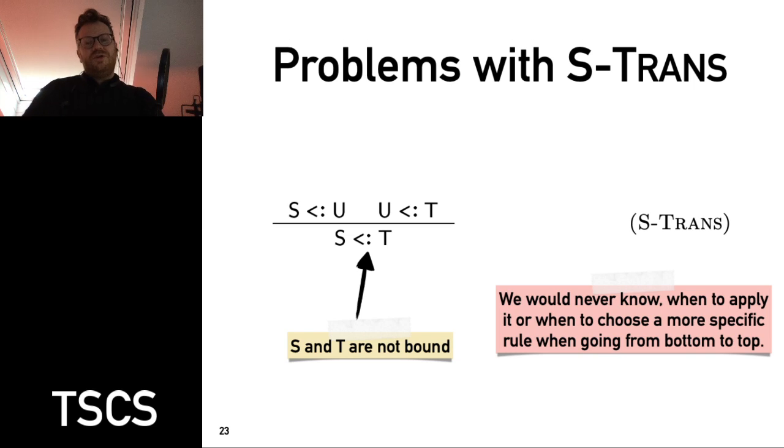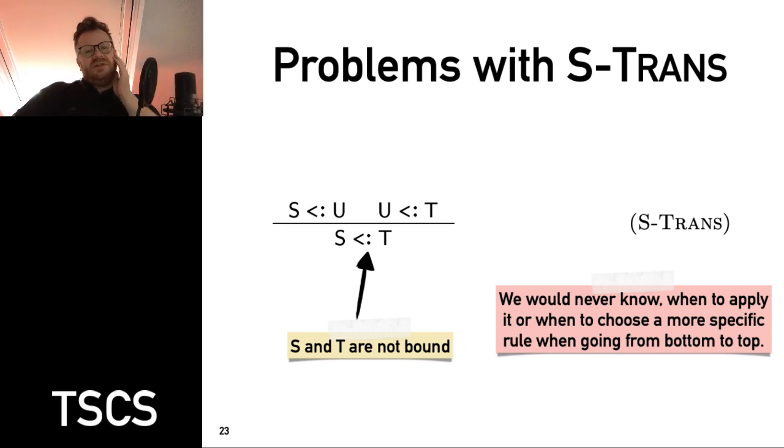So we would never know when to apply it, or when to choose a more specific rule when going from bottom to top. We would actually not know that anymore. And as you have all now implemented a type system, you should immediately find this very problematic, because you cannot find the proper rules to implement for that.